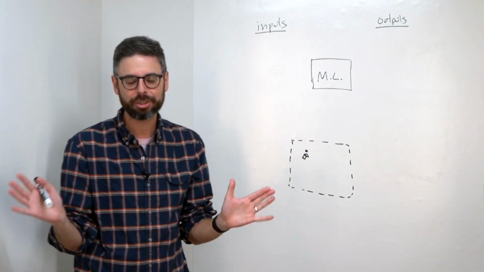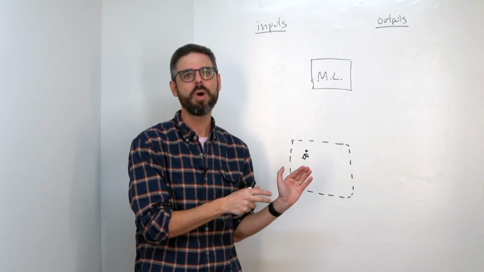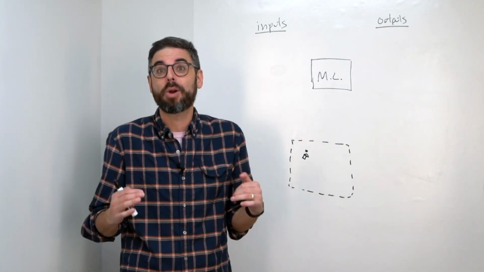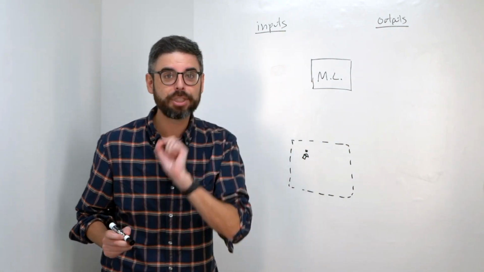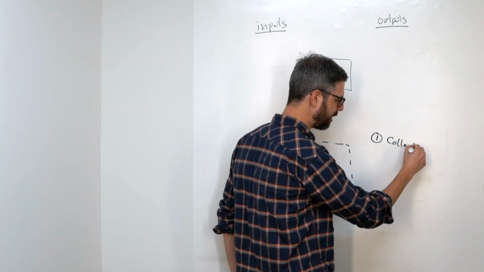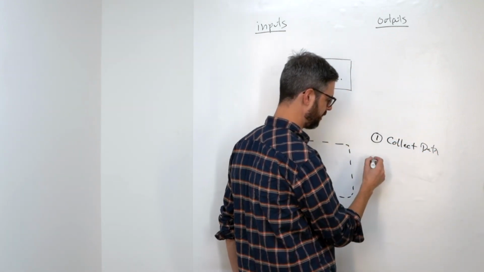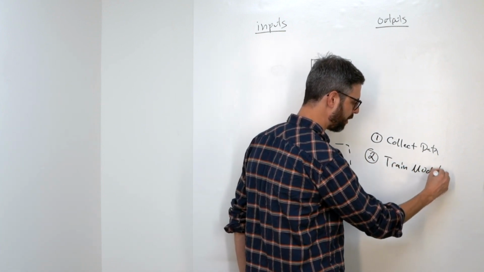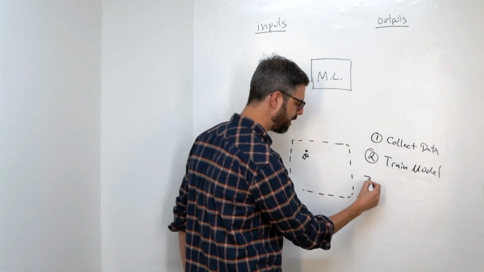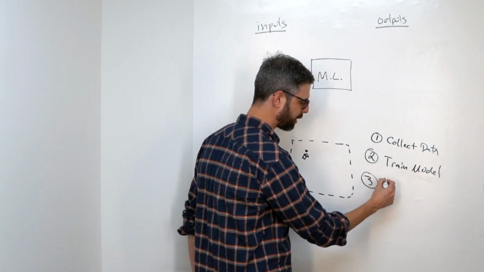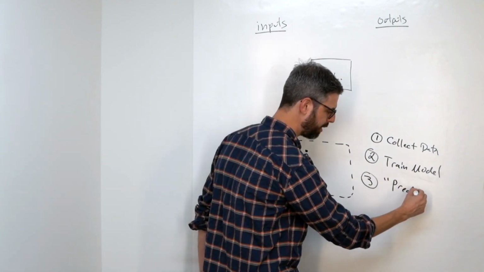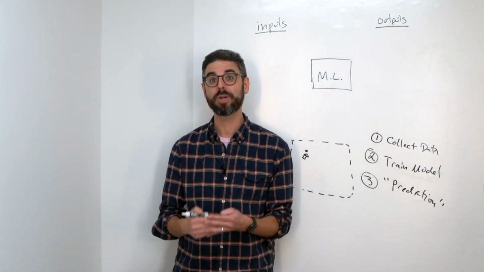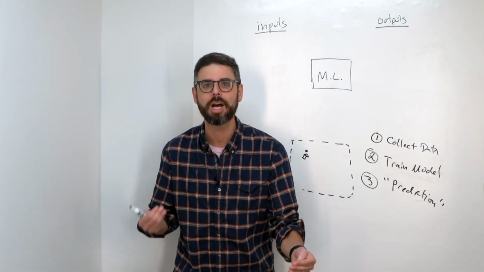So I want to demonstrate that process in a scenario where it's very obvious how it's working, so that then we can build on that into much more complex scenarios. The steps are: 1, collect data; 2, train model; then 3, I guess we can call this prediction. That's also sometimes referred to as inference. That's really when we're deploying the model, we're making use of the model.